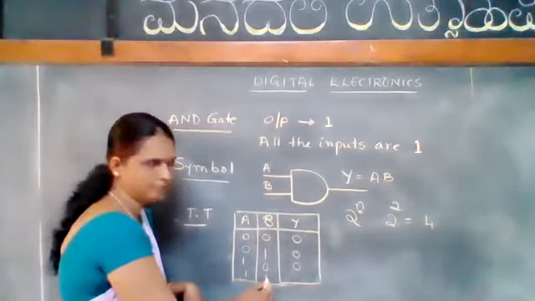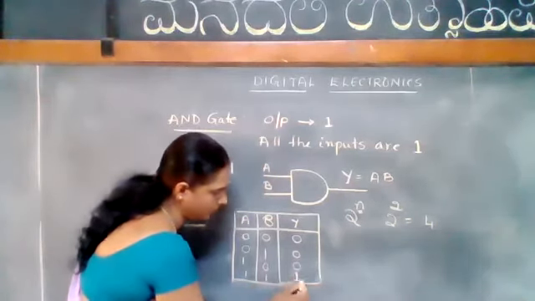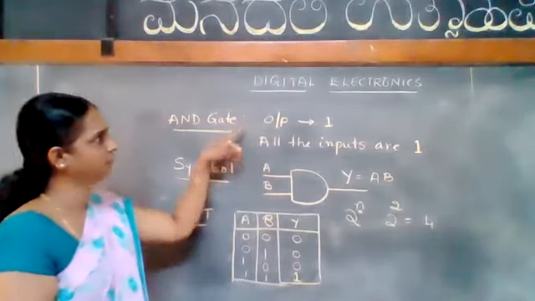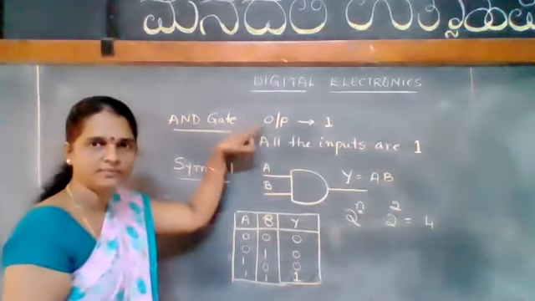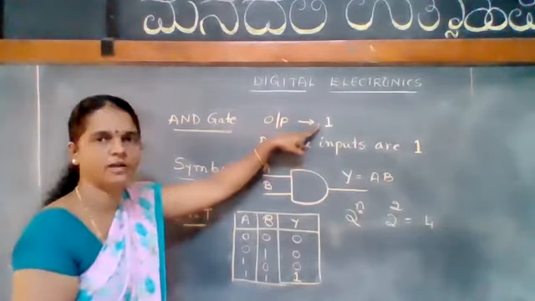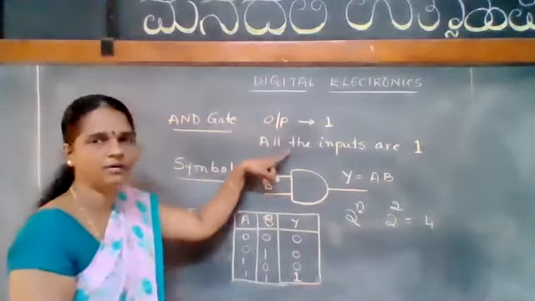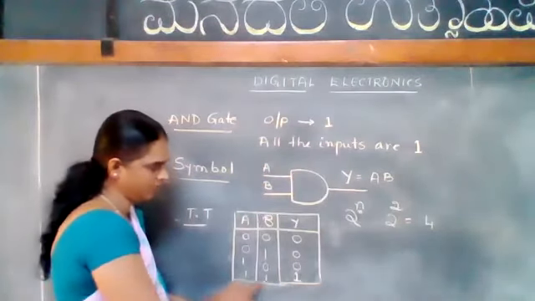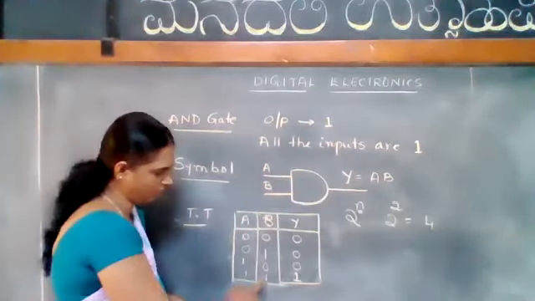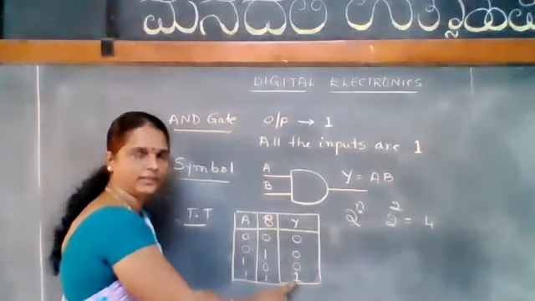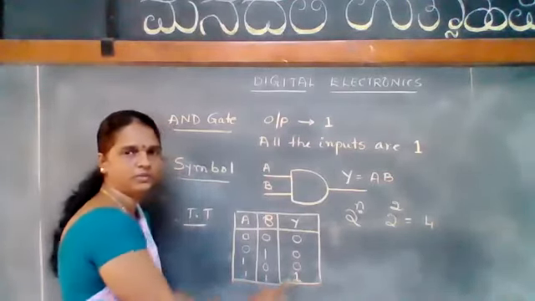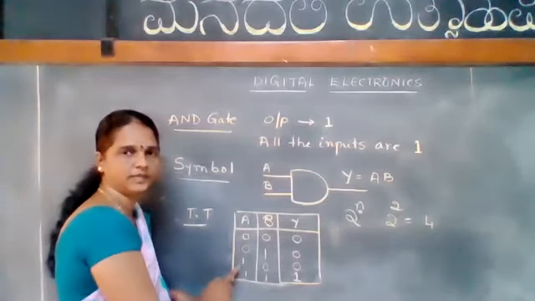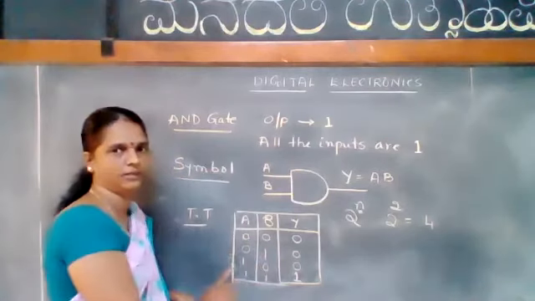When 1 is multiplied with 1, the output will be 1. So that's why we have defined it as: the output of this gate is 1 or high only when all the inputs are high. See here, we have two inputs. When all the inputs have become high, then only the output is going to be high. In all the other three cases, the output is 0 only.